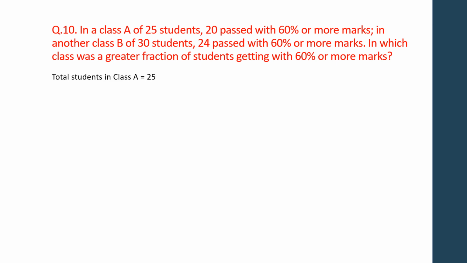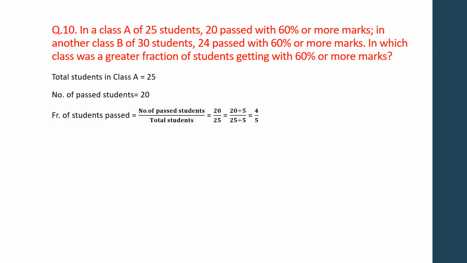Total students in class A, 25. Number of passed students, 20. Fraction of students passed, that is number of passed students divided by total students. Here we get 20 by 25. Now, when we check their highest common factor, then we get 5, and 20 divided by 5 and 25 divided by 5 gives us 4 by 5.